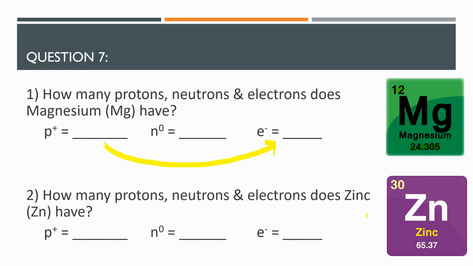Same thing on number 2. Protons is the atomic number. For neutrons, in this case, we'd round to 65. 65 minus 30 is going to give us our neutrons. And then the electrons will be whatever the protons were.